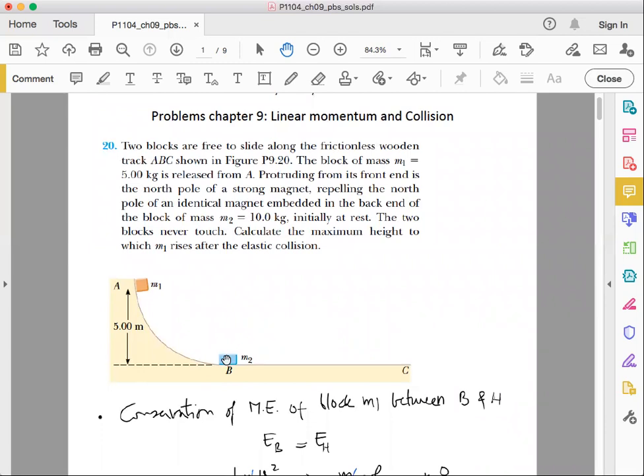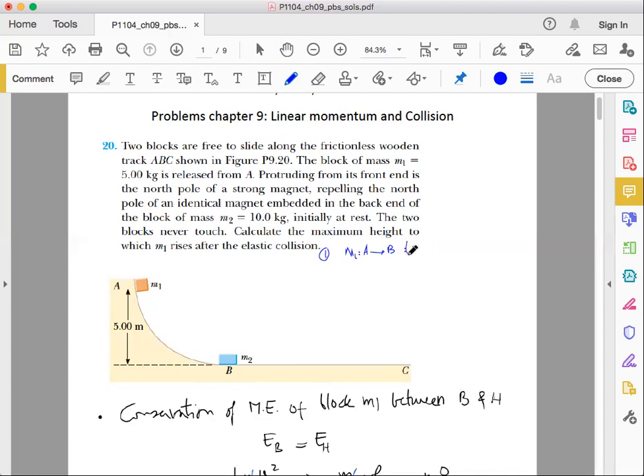Now, the two blocks never touch, and you have to calculate the maximum height to which M1 rises after the elastic collision. So let's actually just draw these 3 steps of the motion. The first step, let's just talk about M1. The first step of the motion for M1 is that it goes from point A to point B, right? And when it arrives, let's just define everything.